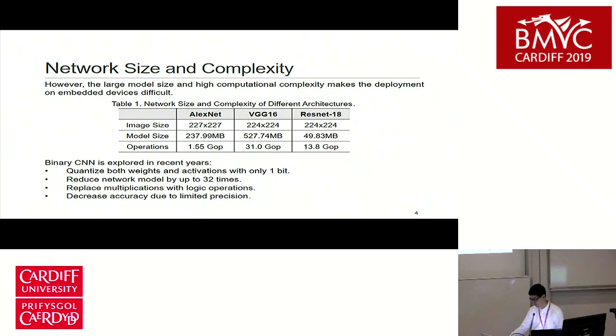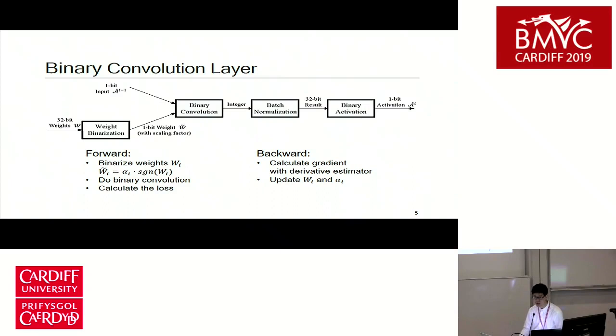This is the overview of our binary convolution layer. In the forward pass, we binarize the weights, and we introduce scaling factors alpha to improve the representation ability. Then we do the binary convolution with both the 1-bit input and the 1-bit weight we just binarized, followed by batch normalization and activation to get the 1-bit activation at the input of the next layer. So we can calculate the total network loss and calculate the gradient using an estimator of the binarization functions. Then we update the latent weights and our scaling factors to finish an iteration of training.